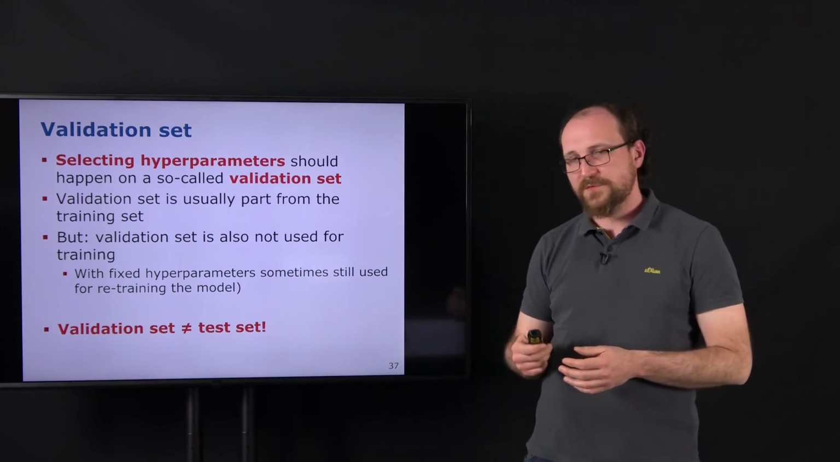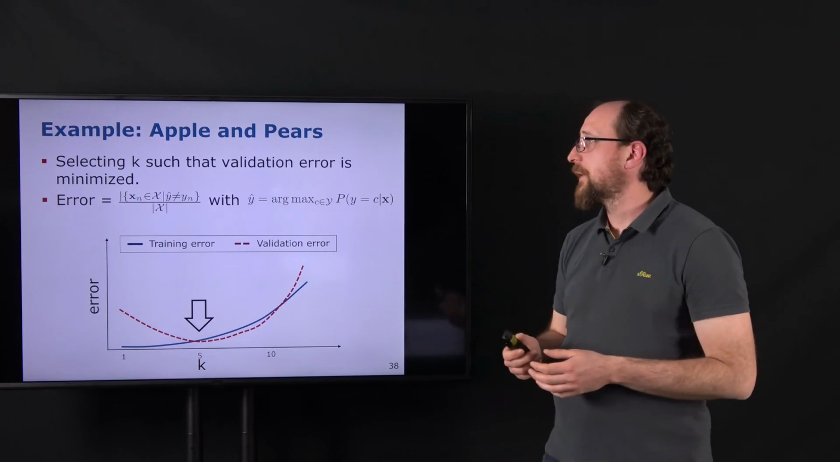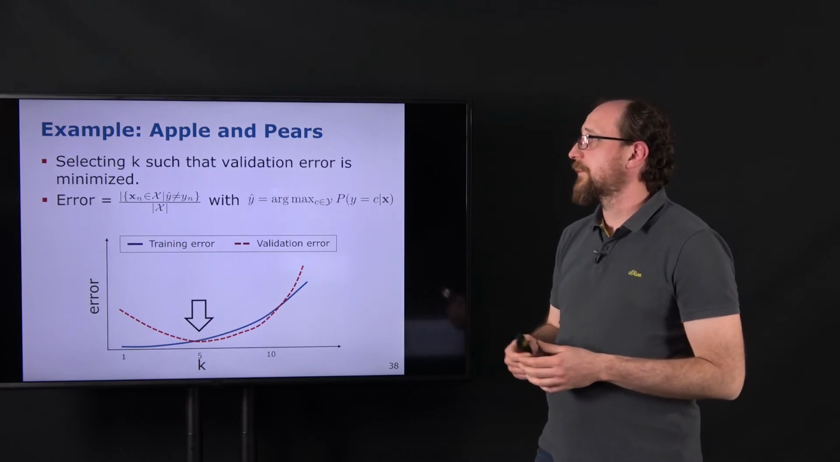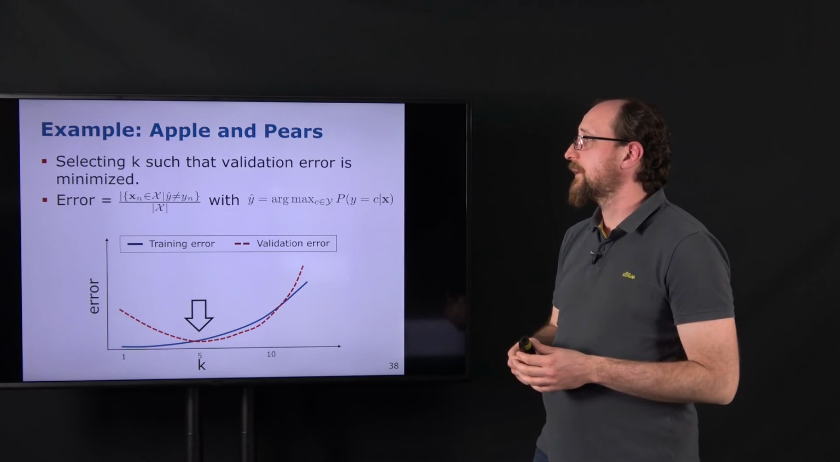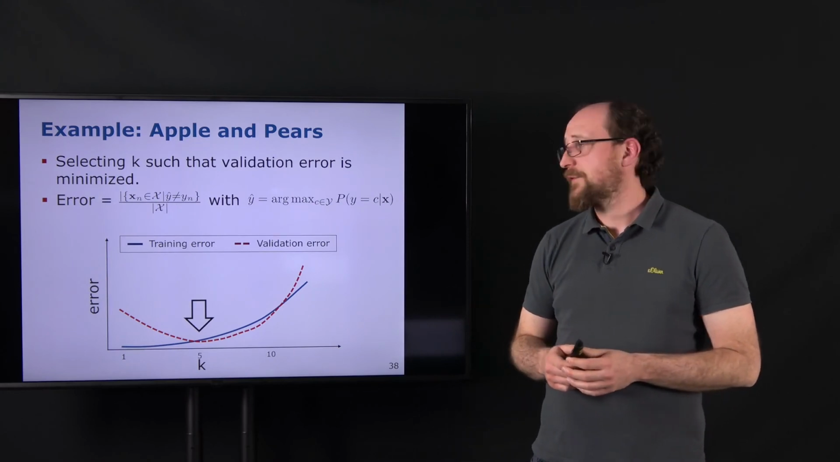And when we come back to our example from the apples and pears, then this might look something like this. When selecting now the k, we can look for the k that minimizes the validation set error.